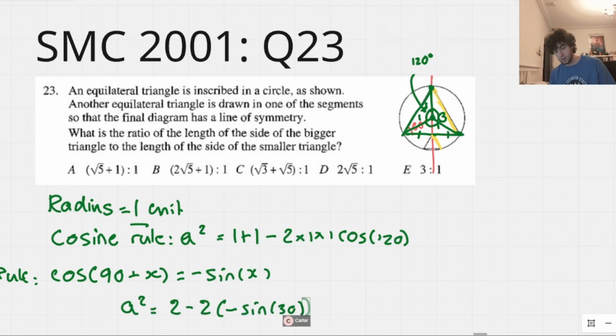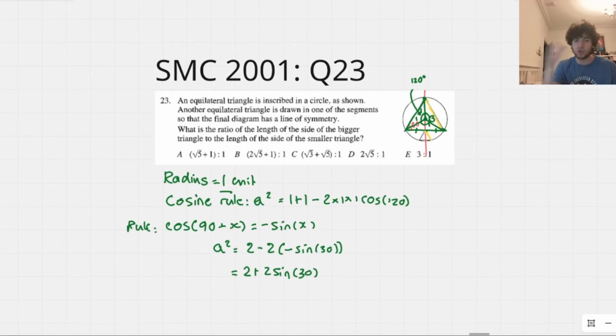So this is just going to be equal to 2 plus 2 sine 30, so minus and a minus makes a plus, and sine 30 is just a half. This is a value that you should remember, your sine values. So sine 30 is a half, sine 45 is root 2 over 2, sine 60 is root 3 over 2, sine 90 is 1. And obviously the opposite way around for the cosine. And your tan, you can derive those, but it's probably also important to remember those as well.